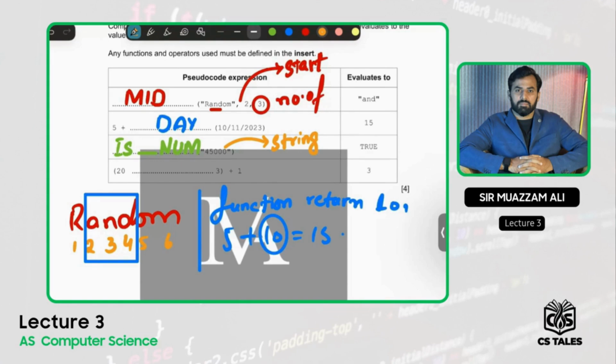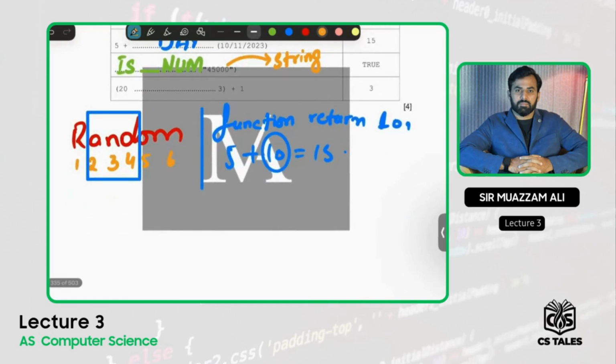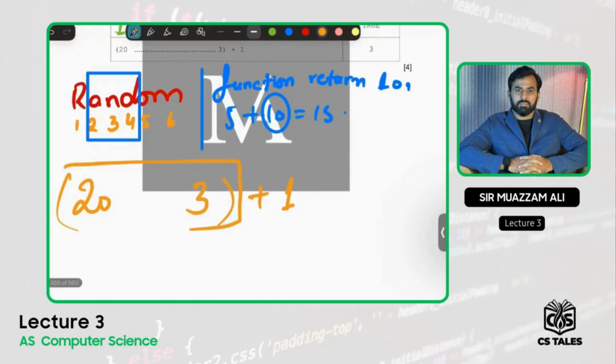Now it's asking about 20 and then 3 plus 1. So this is asking, let's suppose, 20 and 3 plus 1. The answer is giving 3, which means 2 must come over here. The answer should be 2. How does it become 2? We can say that 20 mod, let's suppose, 3.